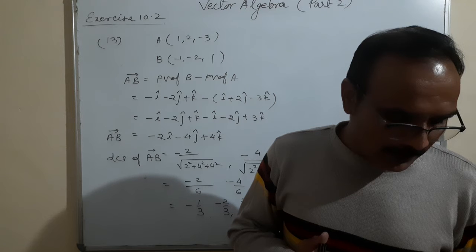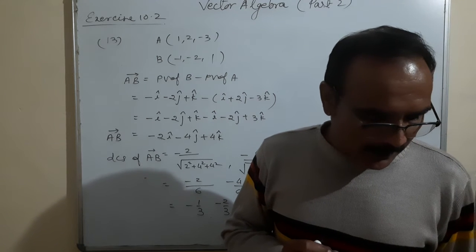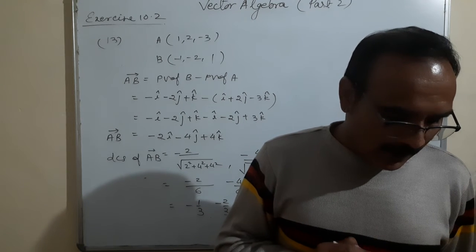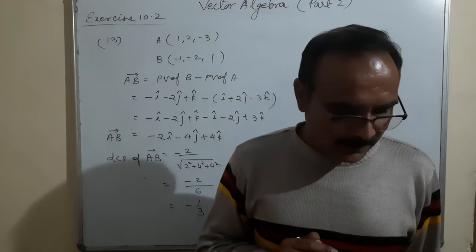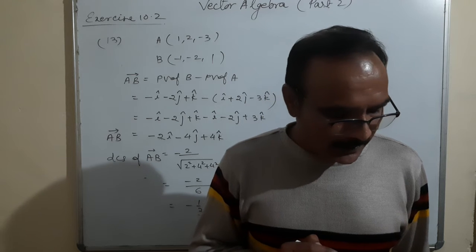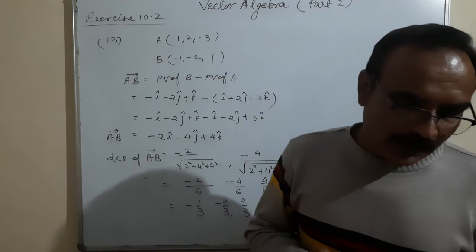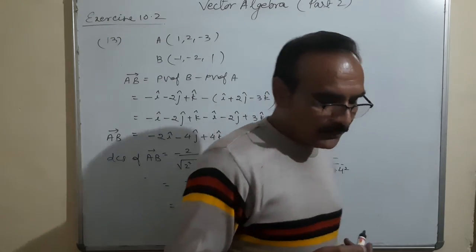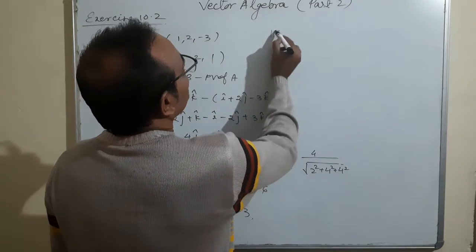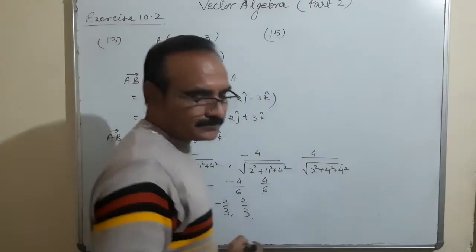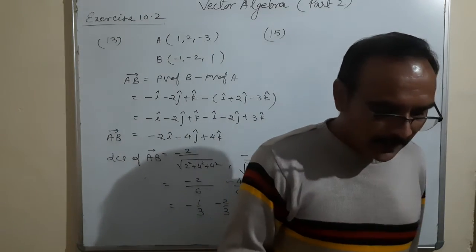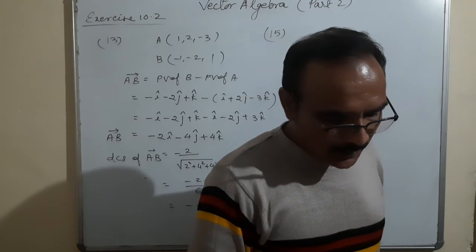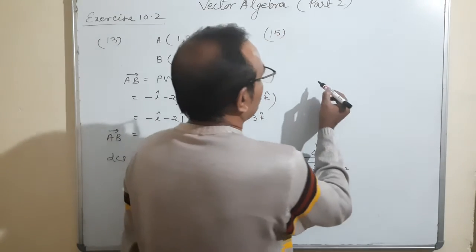Now coming to question number 15, find the position vector of the point R which divides the line joining the points P and Q, whose position vectors are i plus 2j minus k and minus i plus j plus k respectively, in the ratio 2:1. Here we can directly use the section formula. I am making a diagram, then we'll solve it.